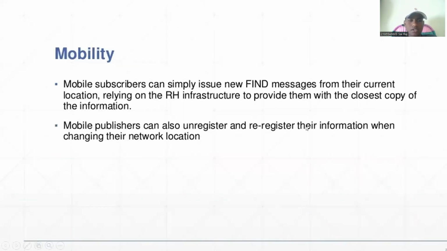to the subscribers. Mobility. Mobile subscribers can simply issue a new find message from the current location, relying on the RH infrastructure to provide them with the closest copy of the information. Mobile publishers can also unregister and register their information when changing the network location.